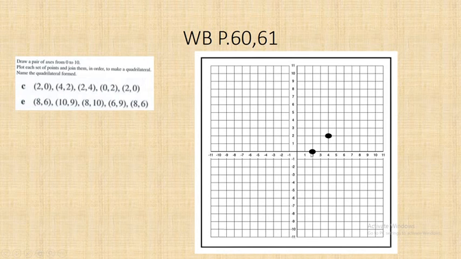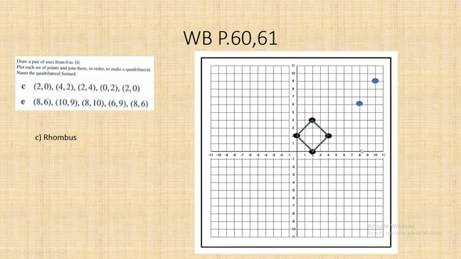Then 2 and 4, 2 here and 4 here, so plot the point here. After that, 0 and 2, plot the point here, and the last point is the same as the first, 2 and 0, so it's here. So if you join them here, you will find that you have a rhombus. Okay, so let's go for E. 8 and 6, so plot the point 8 and 6 here, 8 in x, 6 in y. 10 and 9, 10 in x, 9 in y.